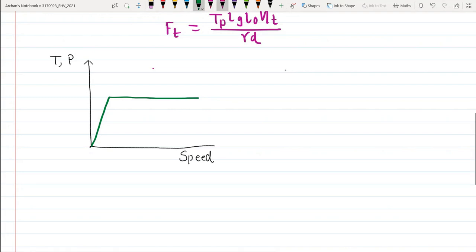Similarly, if I talk about the torque, when our vehicle is at standstill, it will require more starting torque. So at zero speed, our torque will be maximum like this. And then once power becomes constant, the torque requirement will start reducing in this particular fashion.